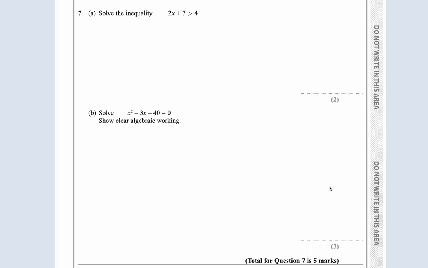Question 7. Solve the inequality. This is easy, guys, just like an equation. 2x is bigger than 4 minus 7, which is negative 3, and x is bigger than negative 3 over 2, which is negative 1.5. That would be right. X is greater than negative 1.5.